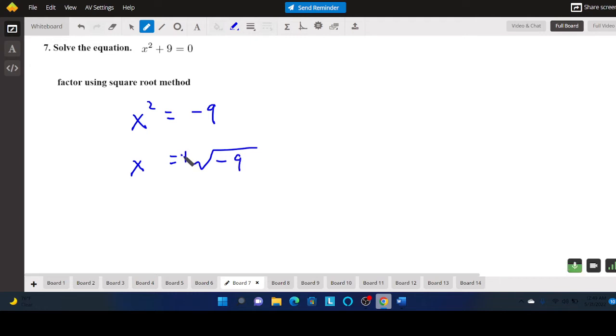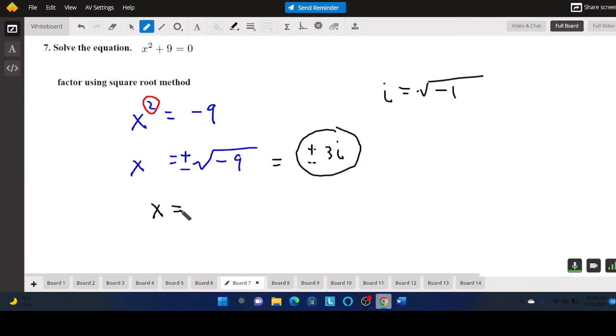That will be the positive square root or the negative square root, so we have 2 possible solutions here. The square root of negative 9 will equal 3i, where i equals the square root of negative 1. So x equals 3i, one complex solution. The other complex solution is x equals negative 3i.